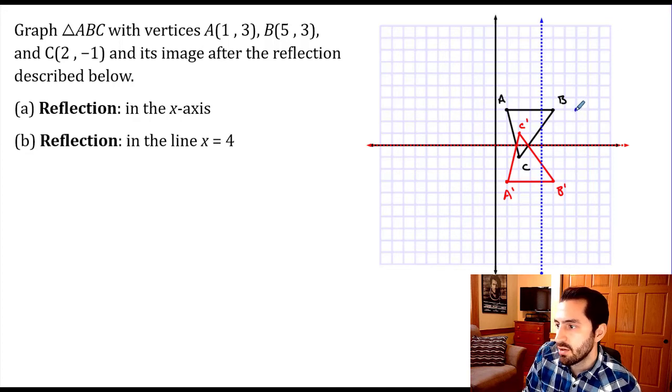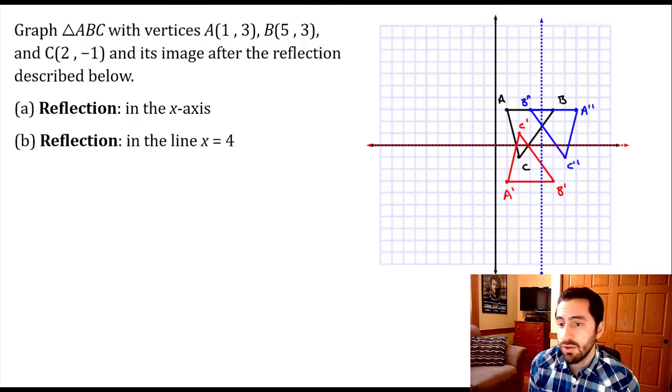And I'm actually going to call this one A double prime just to differentiate. For B, we're 1 unit on the right. So we'll flip that over to 1 unit away on the left. And that's B double prime. And lastly, for point C, moving horizontally, C is 1, 2 units away. So we go 2 units away on the other side, and here's our reflection. So there we have it. That's how you do a reflection.